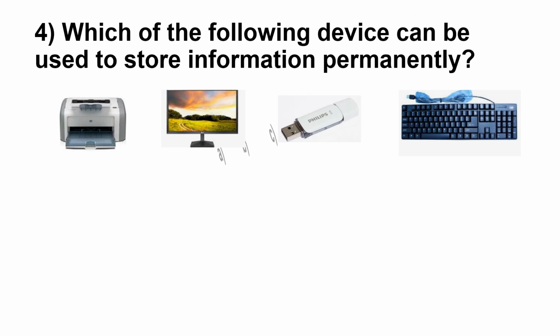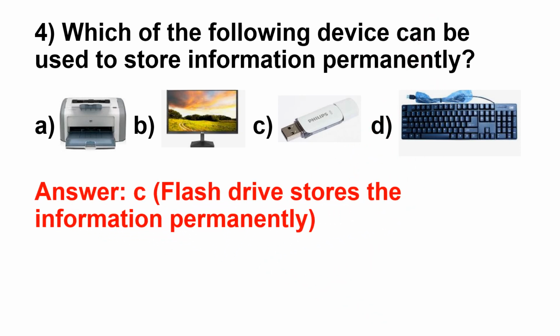Next one. Which of the following devices can be used to store information permanently? Options are given: printer, monitor, flash drive, and keyboard. So it's flash drive.